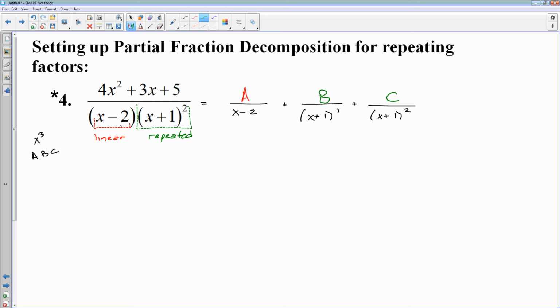So for the repeated factors, you just count up. You start with an exponent of 1, and then you count until you hit the exponent that's on the factor. If this was x plus 1 cubed, then I would have x plus 1, x plus 1 squared, and x plus 1 cubed. You count up until you get to that exponent. So we are going to come back and solve this one later.